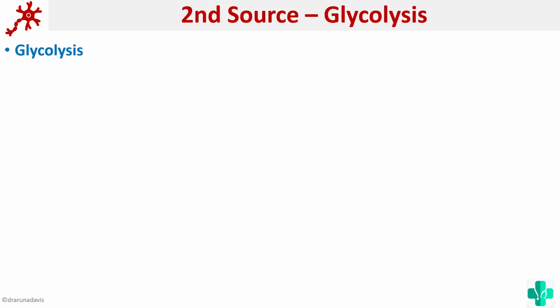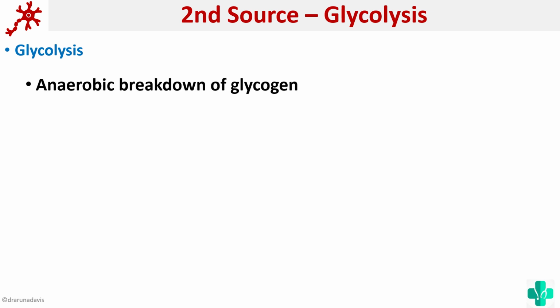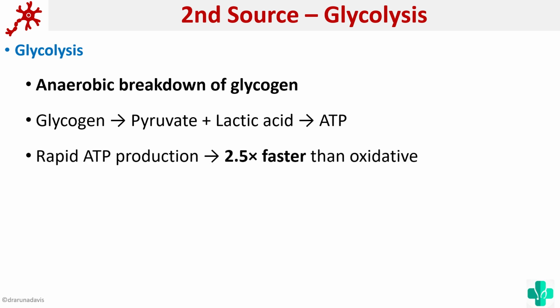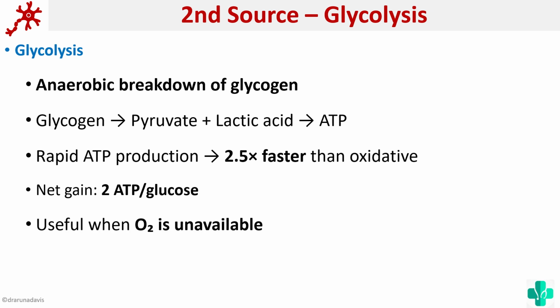So we know glycolysis is the anaerobic breakdown of glycogen, in which the glycogen is broken down to pyruvate and lactic acid, and it will release ATP. So the good thing is there is rapid ATP production. It is almost 2.5 times faster than oxidative phosphorylation, and there will be a net gain of 2 ATP per glucose. So it is useful when oxygen is unavailable.